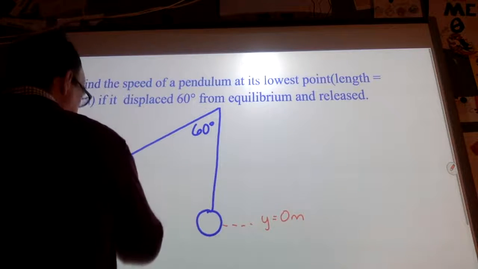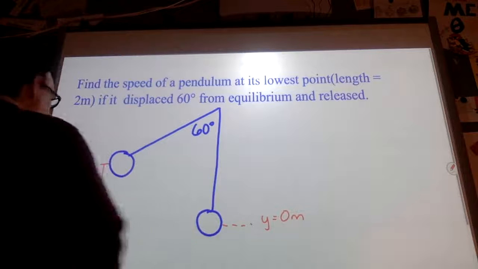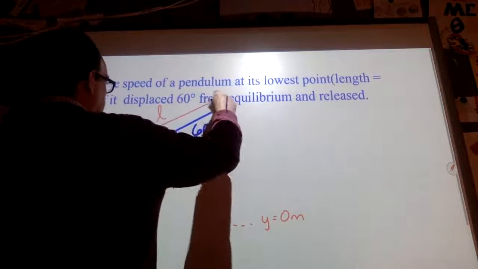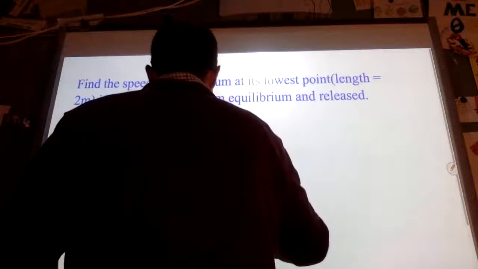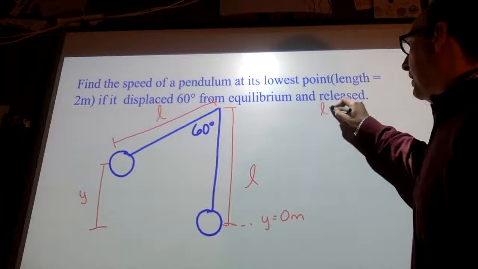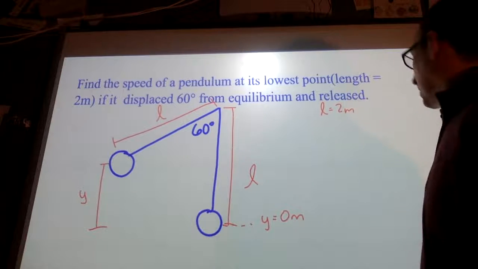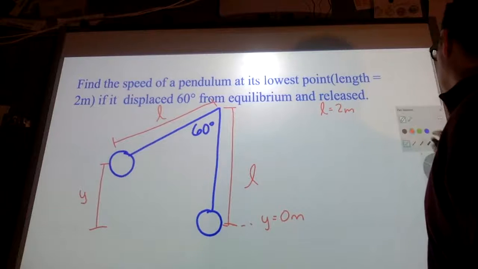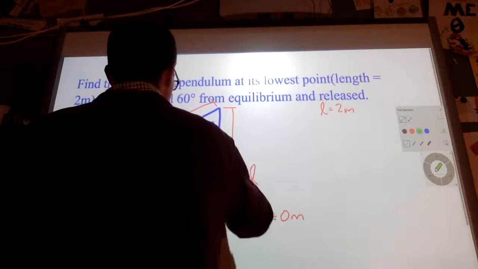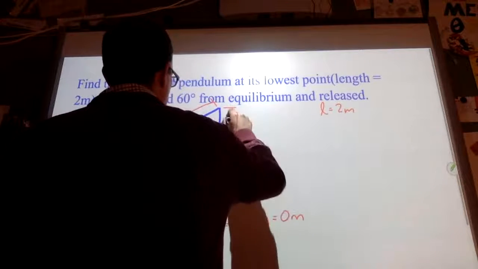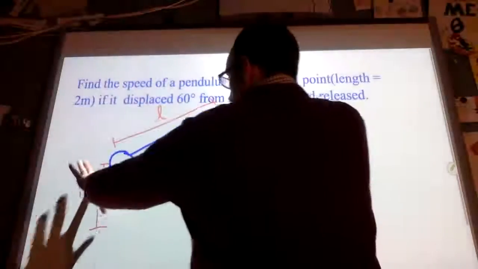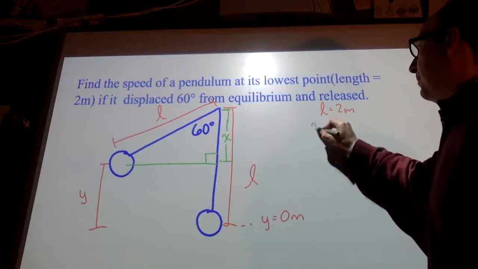So I'm interested in how much I lift this up. From the center of mass to the fixed point is L there. L ends up being 2 meters. What I'm going to do is make this into a right triangle, and I'm going to solve for this side because I know that this side plus y is equal to L.